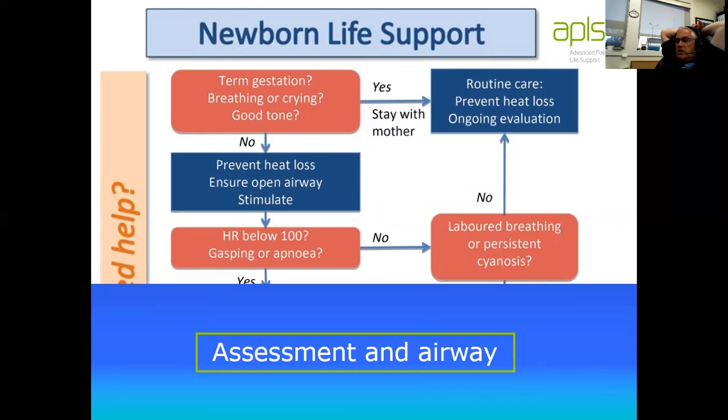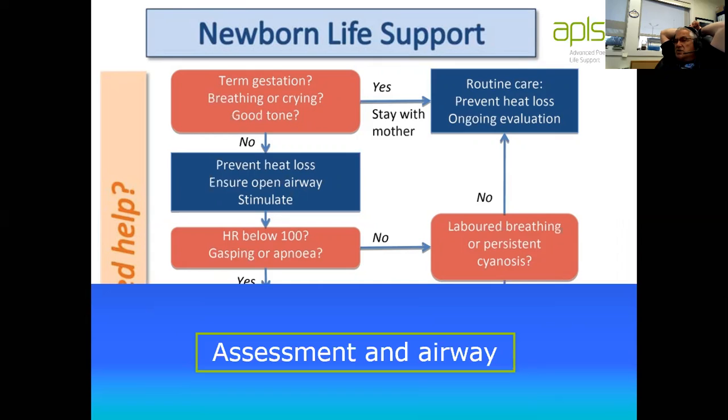Now, we said a normal heart rate is 150 to 160. So here they're going to give you 100 as a cutoff. And they're going to say if the heart rate is below 100 or the baby's gasping or not breathing, you have to do something for them. Now, remember, 100 is not a good number. You want the heart rate to be 150, 160. So if you had a baby who was born with a heart rate of, say, 110, you can't say, hey, that's not so bad, right? Because it really should be 150 or 160.